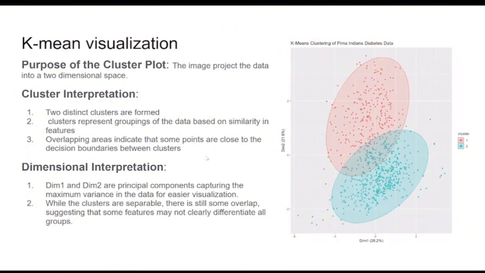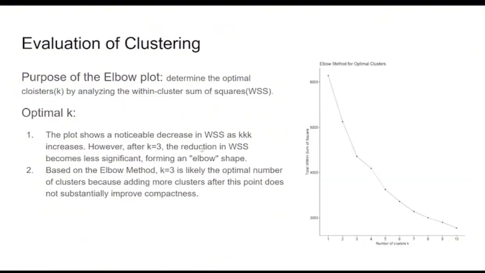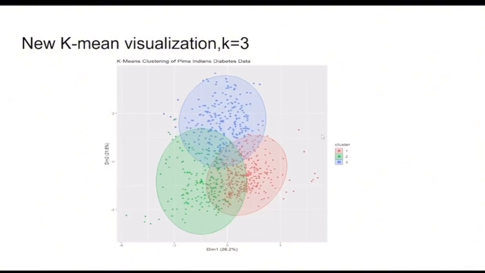Using the elbow method, which plots within-cluster sum of squares against k, we found that k equal to 3 was optimal. This balancing point captured meaningful groupings without overfitting to noise. And this is the visualization. We can see it is spherical.